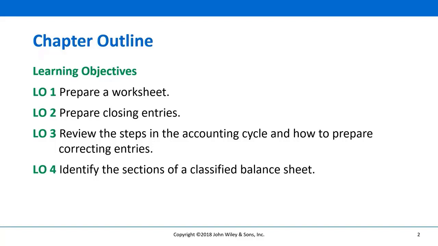We'll learn how to prepare a worksheet. We will learn how to prepare the closing entry. And since it is the last chapter of completing the accounting process or cycle, we will review the steps in the accounting cycle here for your better understanding. And we'll also review the correcting entries we learned in chapter 2. We thought it would be better to review the correcting entries here again.